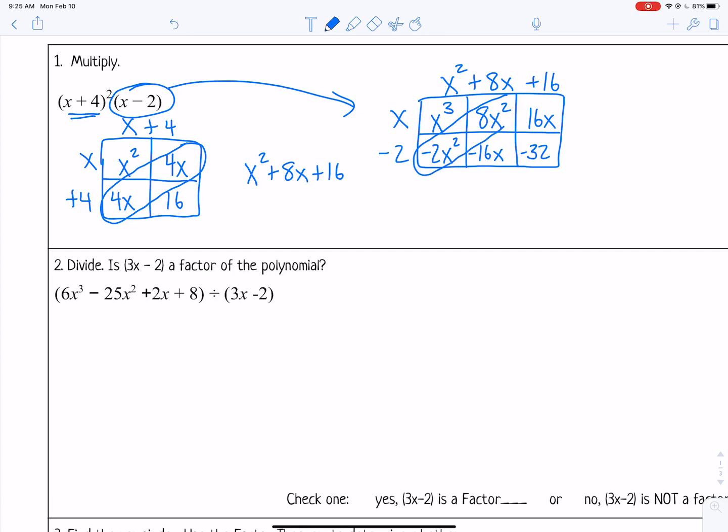And then the ones that are diagonal from one another usually add up. So let's say x³, then −2 + 8 would be 6x². They're like terms, so you keep x². You just have to add up the coefficients. And then −16x + 16x would cancel out, because there's a negative and a positive of the same thing. And then I bring down −32. So that would be my answer for number 1.